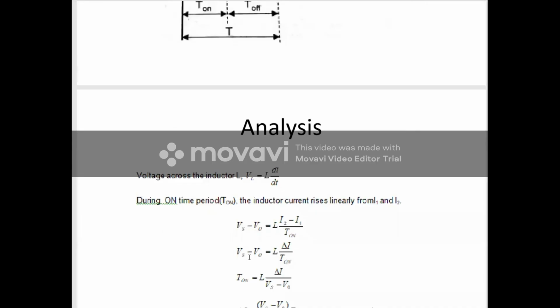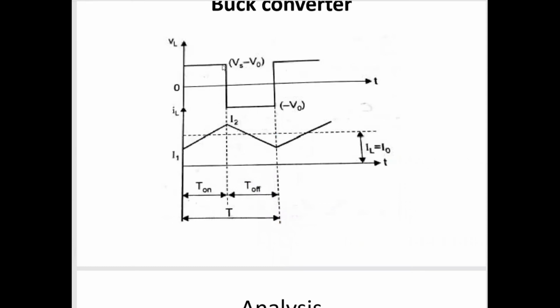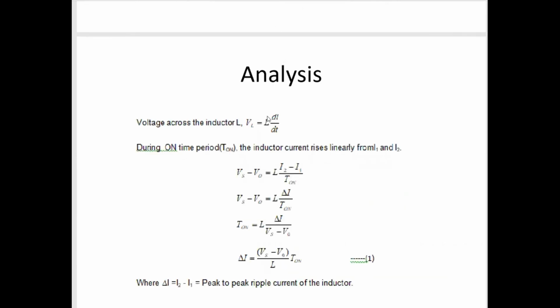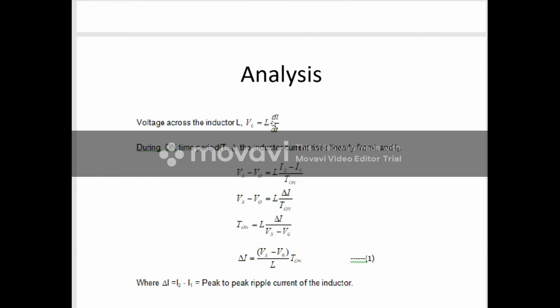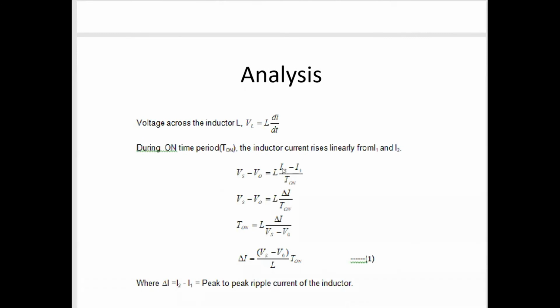Now we have to write during the on period. During the on period of the transistor, the inductor current rises linearly from I1 to I2. When the transistor is on, the current increases from I1 to I2. But what is this di? di is the rate of change of current flowing through the inductor. So it is the maximum value minus the minimum value. The maximum value attained by the inductor current is I2 and the minimum value is I1. So this di can be written as I2 minus I1.